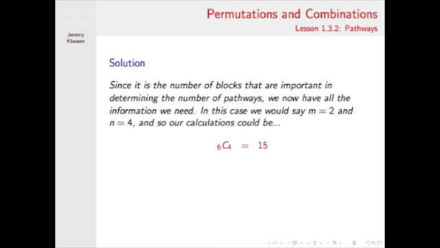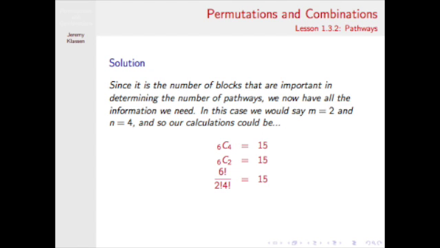If you think back to the expressions that we used for calculating the number of pathways, in this case we would say that m is equal to 2 and n is equal to 4. So our calculation could be 6, the sum of the two, choose 4, which would give us 15. Or we could write 6 choose 2, which would also give us 15. Or we could jump to the factorial notation and write 6 factorial divided by 2 factorial times 4 factorial, which again gives us 15.